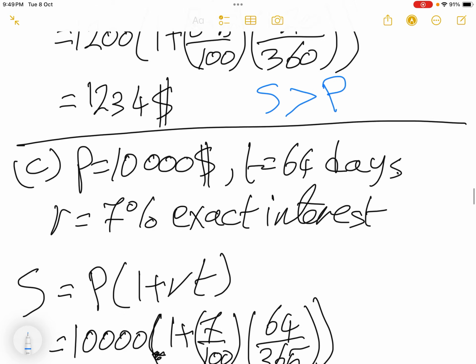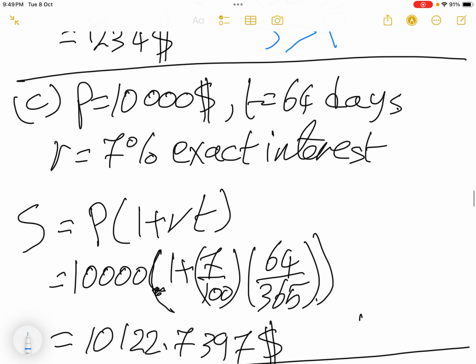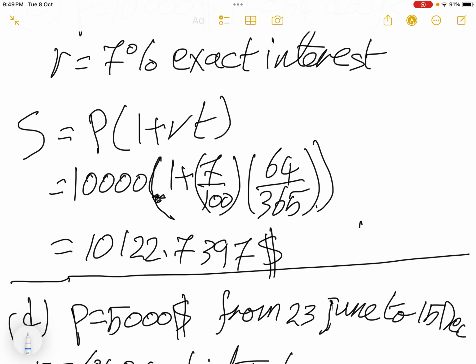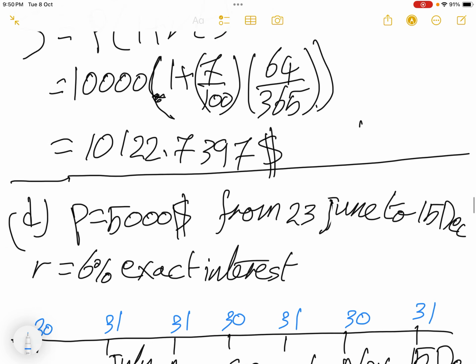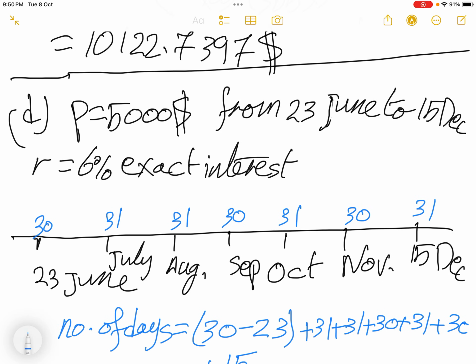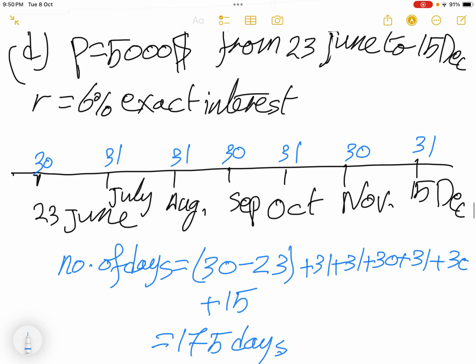C. B equal 10,000, T equals 64 days, R equals 7% exact interest. S equal B multiplied by 1 plus RT. Then I will have 10,122.7397. D, which is the most important, B 5,000 from 23 June to 15 December.